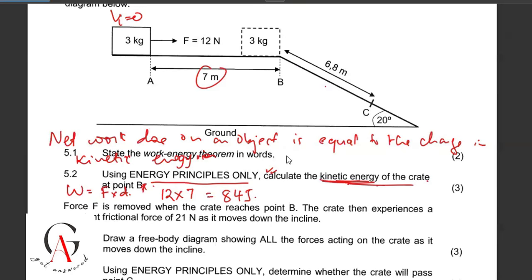Alternatively, if you want to use the energy principles, W net is equal to the change in the EK. Initially, we had an EK of 0, meaning that our work is going to be force times the displacement. The final is going to be the EK final minus the EK initial, which is 0. So 12 times 7 is equivalent to our EK final minus 0. So we get the 84. So that is how we get that.